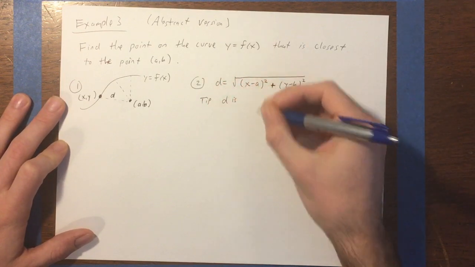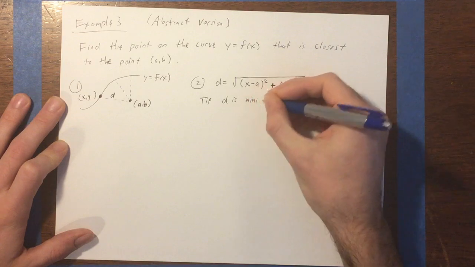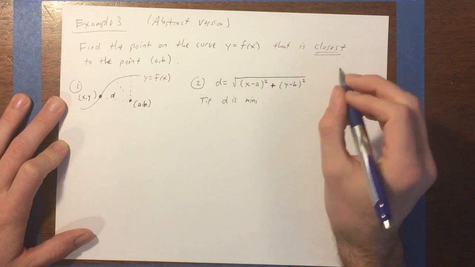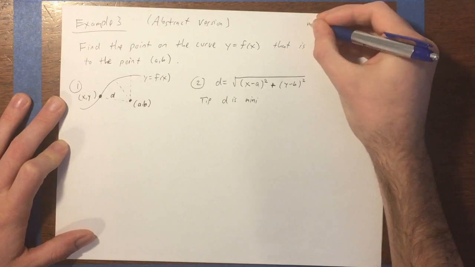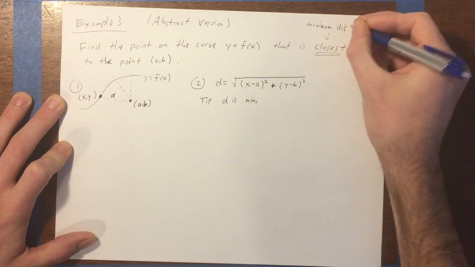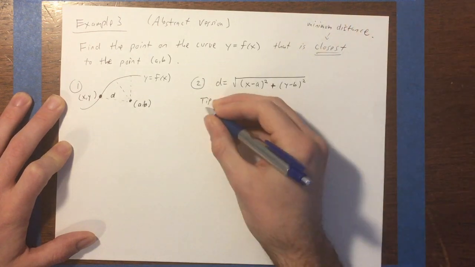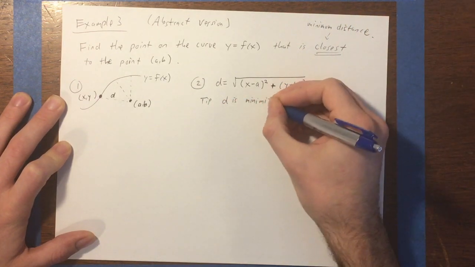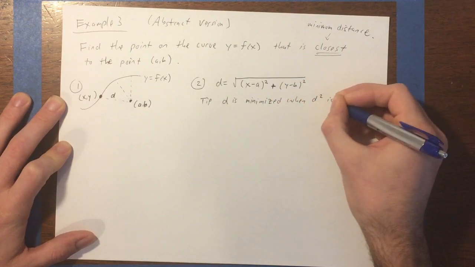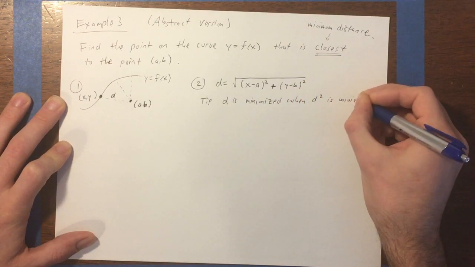D is going to be minimized, which is our goal here, closest to this point (a, b). So closest means smallest, minimum distance. Let's make that explicit. All right. So D is minimized when D squared is minimized.